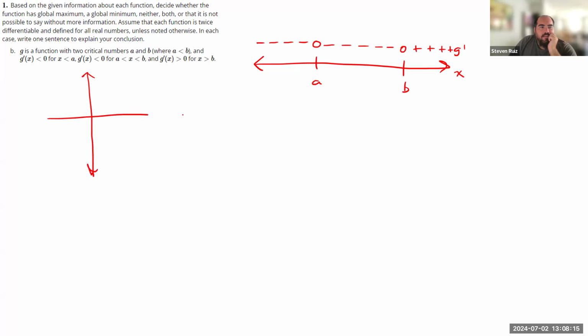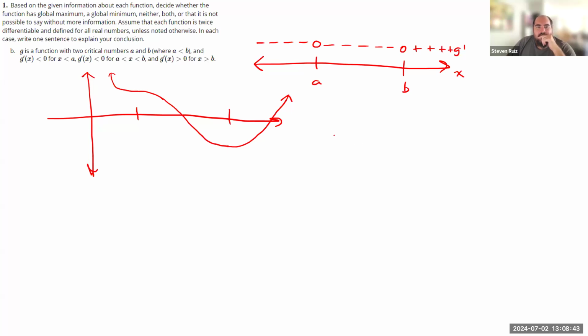Let's assume that a and b are both positive just to make my graph a little easier to think about. So I have a graph that does this. It's decreasing, comes to a critical point, decreases again, comes to a critical point, increases. So what does that mean about global maxes and global mins?